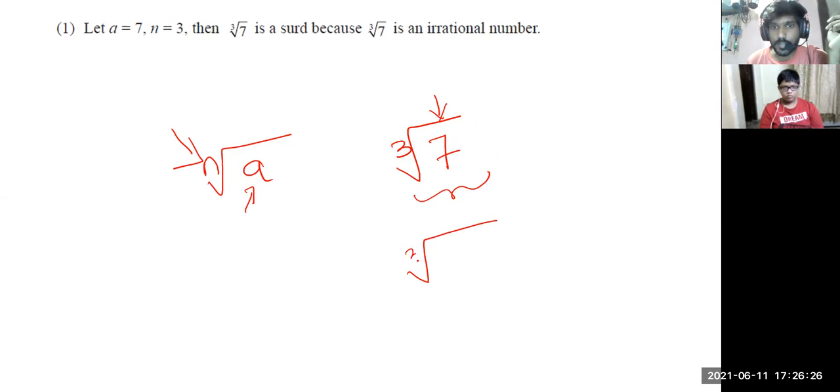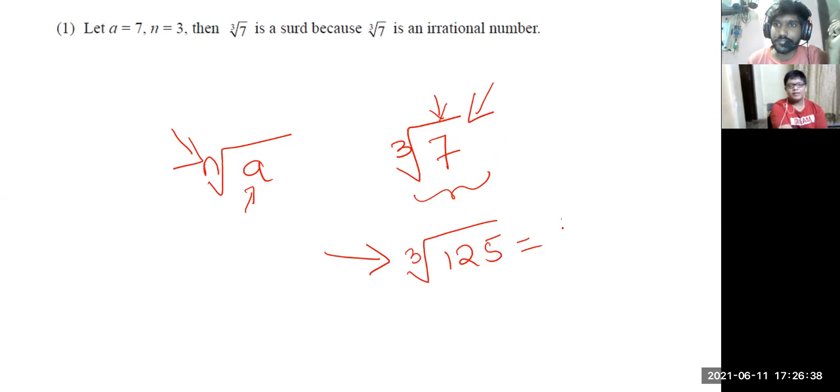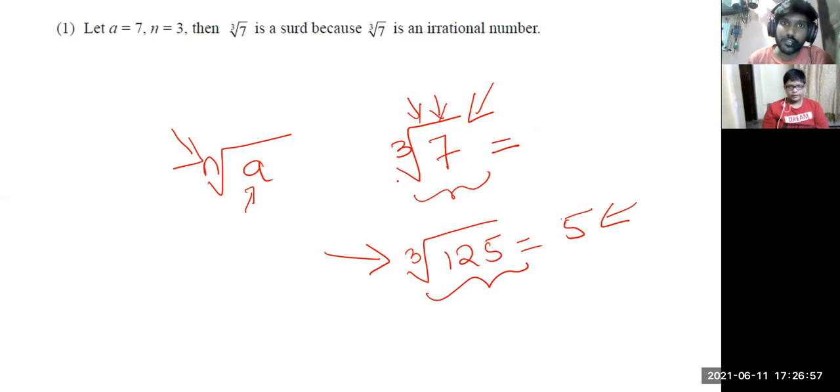Can you tell me something about this? Cube root of 125. What is this? It's rational. Why? Because cube root of 125 is 5. And 5 is rational. So this is also rational. But in the other case, the radical sign is not going away. So that is irrational, and that is why this is a surd.